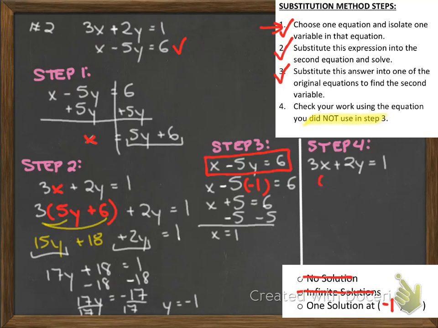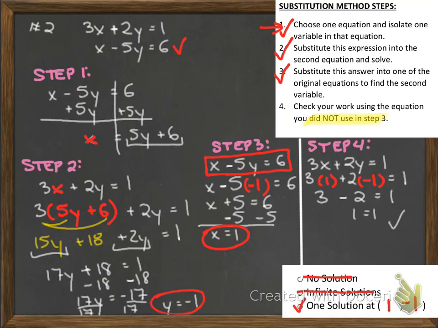We said that x is positive 1, and we said that y is negative 1. So let's see if we are correct. 3 times 1 is 3, 2 times negative 1 is negative 2. And in fact, we are correct. 1 equals 1. That is a mathematically true statement. It looks like I wrote this in the wrong spot. That's a very easy mistake to make. In this case, x is 1, so the 1 should go here, and y is negative 1, so the negative 1 should go here. So our final answer is that we have one solution at 1, negative 1.